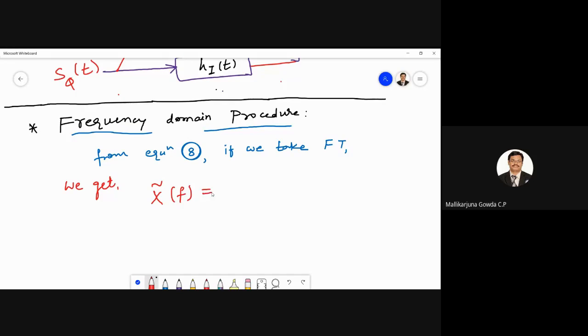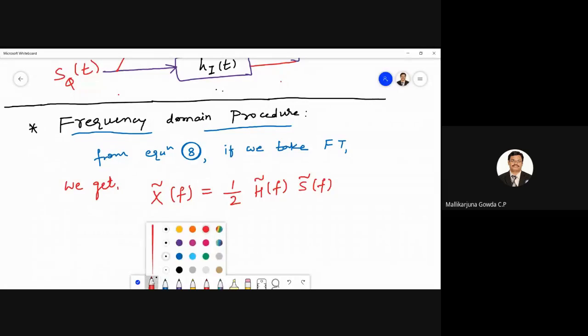I can write x tilde of t, its Fourier transform will be x tilde of f, which is equal to 1 by 2 into h tilde of f into s tilde of f. Yes, is this fine? Yes, I'm asking, is this fine? By taking the Fourier transform, I can write equation 8 as x tilde of f is equal to 1 by 2 into h tilde of f into s tilde of f. Okay.